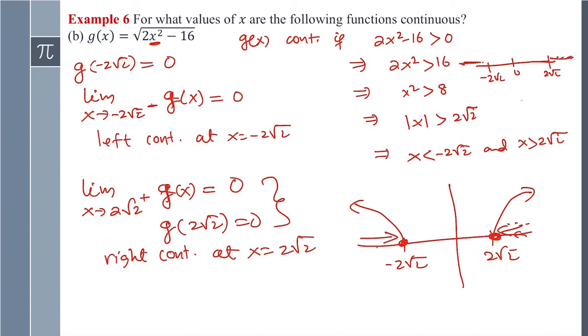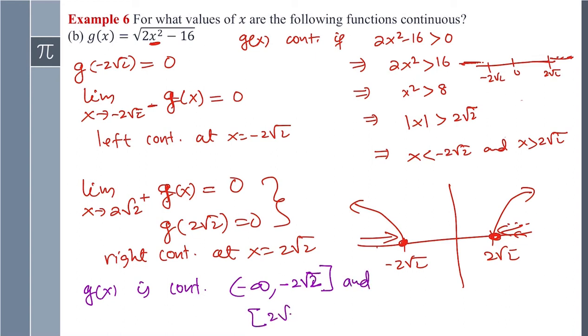That means g of x is continuous on the interval negative infinity to negative 2 square root of 2. So since we have left continuity, we have a bracket, and 2 square root of 2 to infinity. Everywhere here, okay? So that's where the function is continuous.